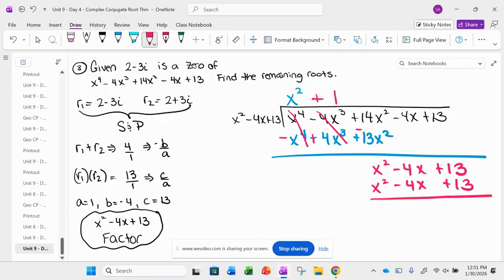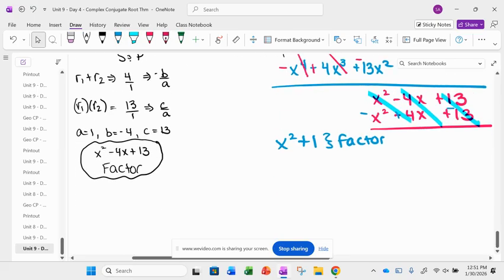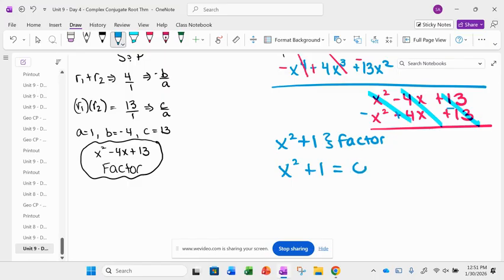And because we're subtracting, we need to change all of our signs, and everything cancels as it should. So now the factor is x plus 1. How do I find the root that goes with that factor? x squared plus 1 equals 0. So then x squared equals negative 1, square root both sides. x will equal plus or minus i.